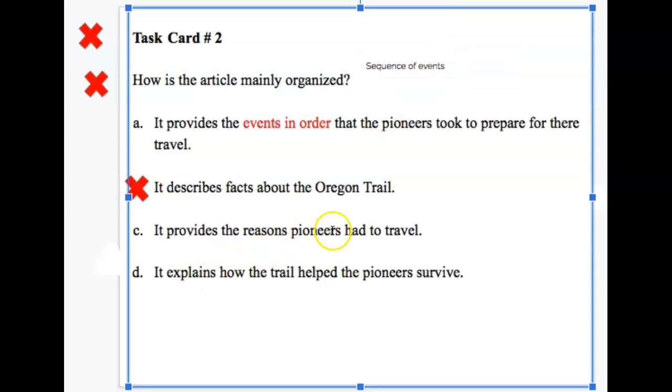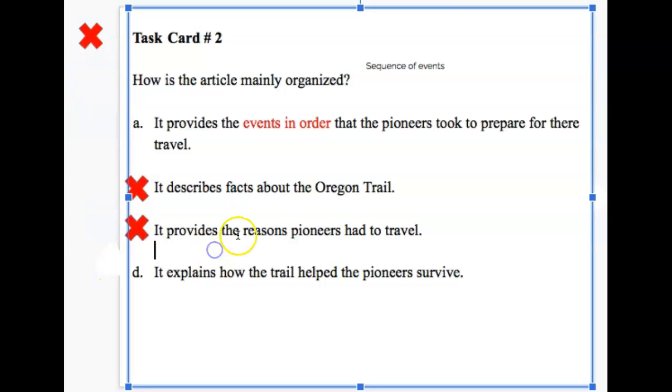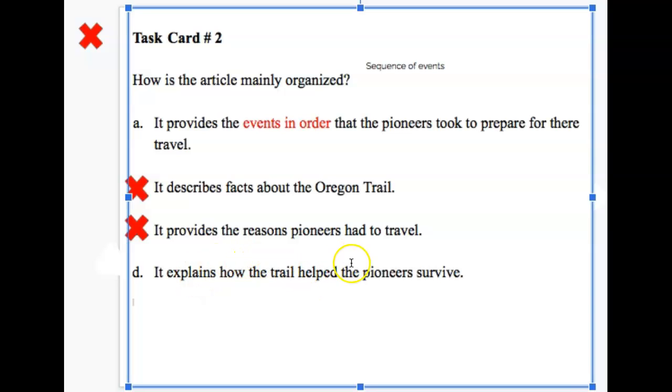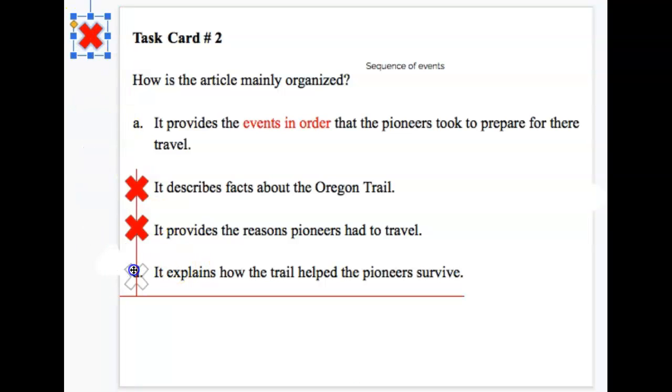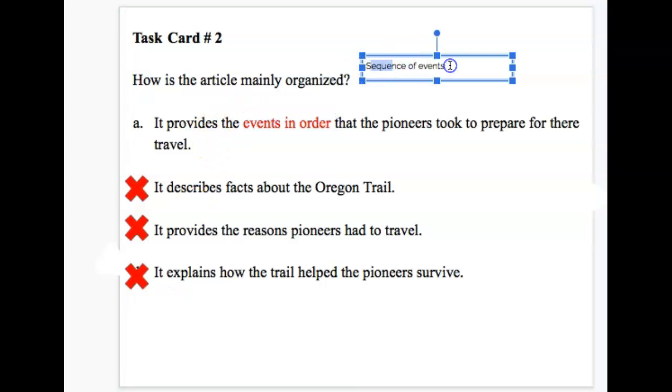It provides the reasons pioneers had to travel. Same thing, this would mean that it was cause and effect if it was telling me the reasons. Once again, we said it was sequence of events, so that cannot be our option. It explains how the trail helped the pioneers survive. This would imply it was giving us a solution, and it was not problem and solution. So our best option here, where it says events in order, matches sequence of events. That is our best option. So we're going to go with A.